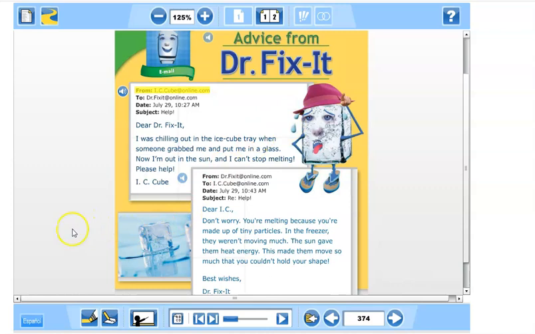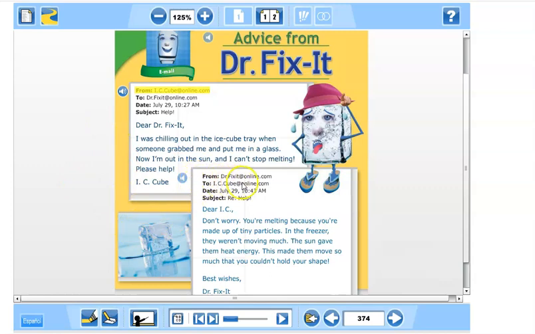So he has a problem. So why does the ice cube melt in the sun? Right here it says, I'm out in the sun and I can't stop melting. So you want to think to yourself, okay, we have a cause and effect. The cause of the melting is the sun that's heating up the ice cube. The sun gives off energy to its particles to make them move so much that it can't hold its shape anymore. So we have an ice cube that's melting.